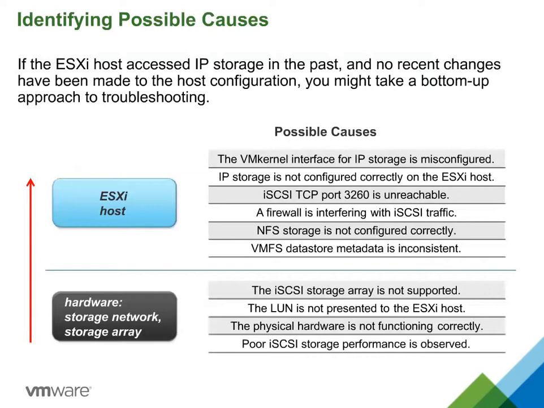Now, if we know that the array and the network are okay, then our next step is to look at the ESXi host and what is coming from it. That includes things like maybe the datastore metadata is corrupt. Maybe the NFS storage isn't configured correctly. Maybe it's set to read-only when it should be read-write. Maybe there's a firewall interfering. Maybe the TCP port's not open. Maybe it's not configured correctly on the ESXi host. Maybe the VMkernel is misconfigured. Maybe it's got a VLAN or something like that. So these are all examples of things you'd have to consider for IP storage not being presented properly. It's not necessarily just a storage fault.